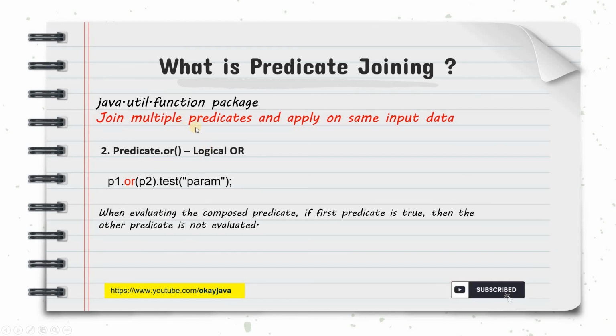Next is logical OR. So AND is one way. Another way of joining predicates is the OR operator. Predicate provides another default function known as OR. P1 dot OR P2 dot test, and then you pass your argument. So I am applying these two predicates or conditions on this particular input value. Now what is the condition? The concept here is, if the first predicate is true, then the other predicate is not evaluated. When the first predicate returns true, it will not go and run the second predicate because it's the OR operator. If one of them is true, the result is going to be true, correct?